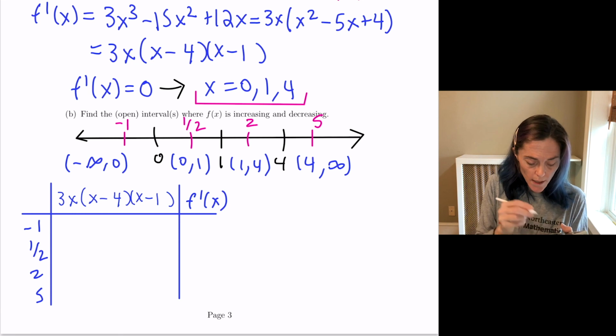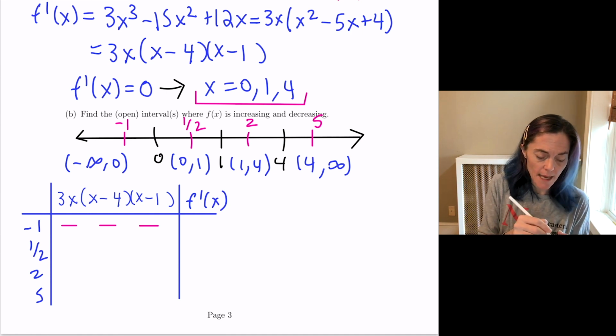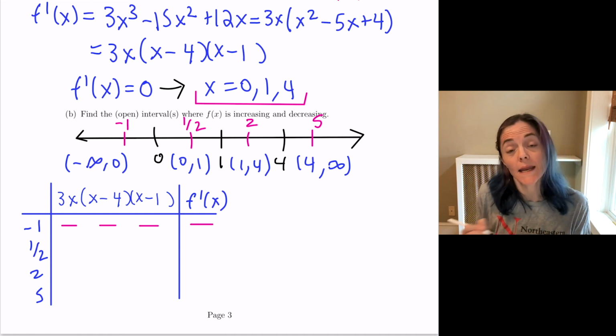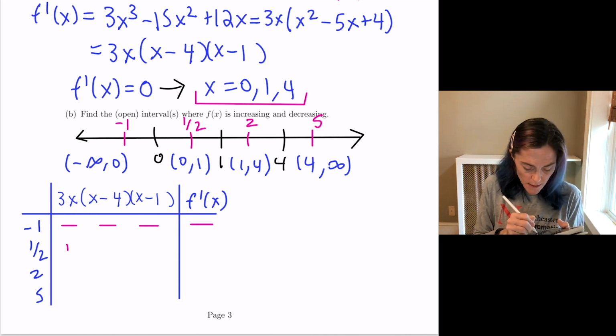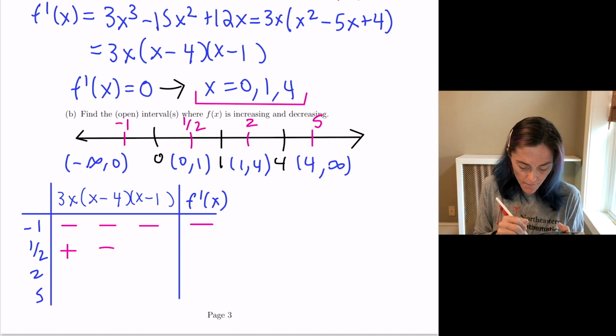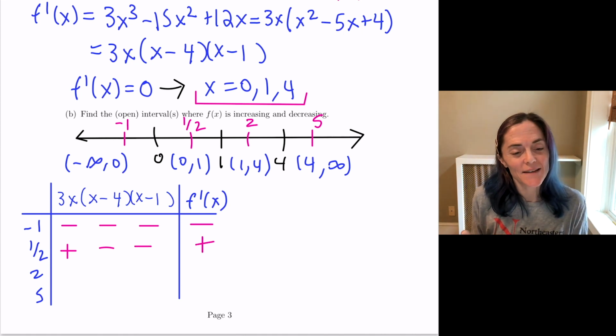It's okay if you want to use your calculator to evaluate the derivative at these, but I typically will use the derivative factored because I can think about the signs kind of quickly. At minus 1, this is negative. Minus 1 minus 4 is negative. Minus 1 is negative. So my derivative, I have 3 negatives. This will be negative. At 1/2, 3x is positive. This one's negative. This one's negative. 2 negatives multiplied give us a positive number.